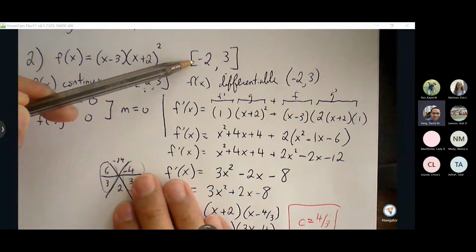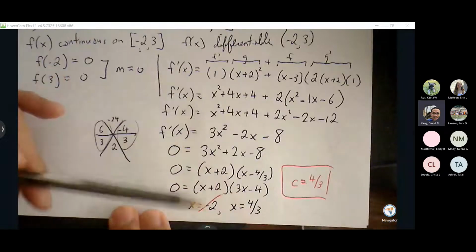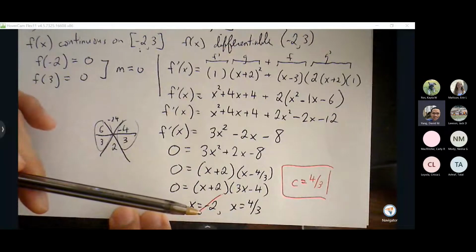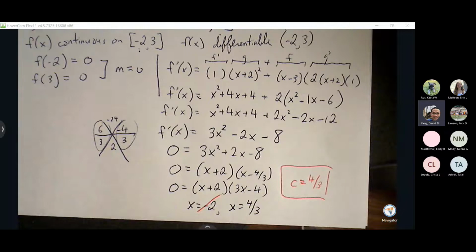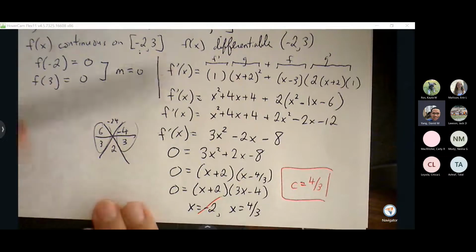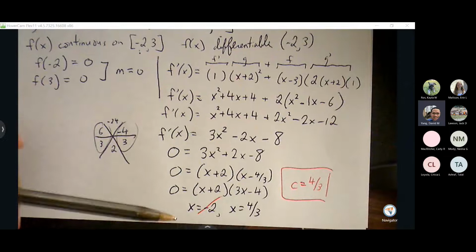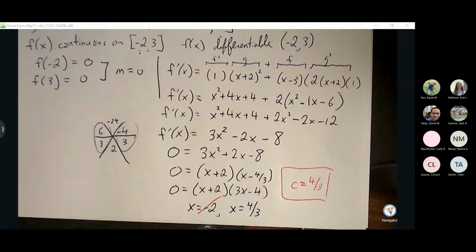Would it be good enough if it was like -1.9? If it was like -1.9, it would be good enough. Right. Yeah, but as long as it's inside that endpoint, we're okay. If it's right at the endpoint or outside of it, we have to remove it.